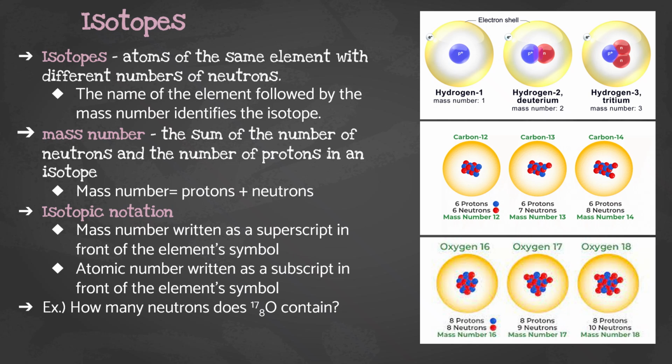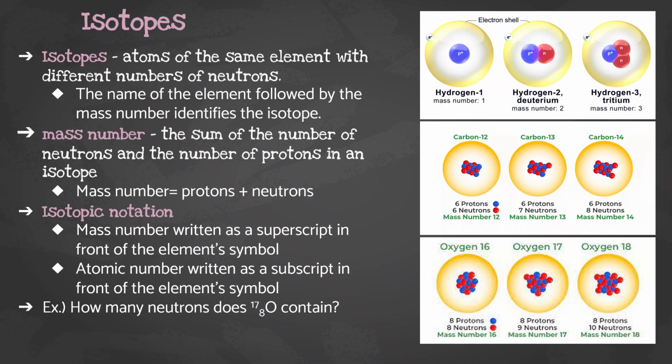Mass number is the sum of the number of neutrons and the number of protons in an isotope. Mass number equals protons plus neutrons, right? So if I have a carbon 12, I'm going to have 6 protons because we know carbon has 6 protons. I take 12 and I subtract 6 from it and I end up with 6 neutrons.